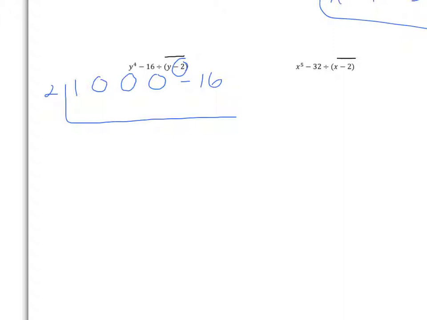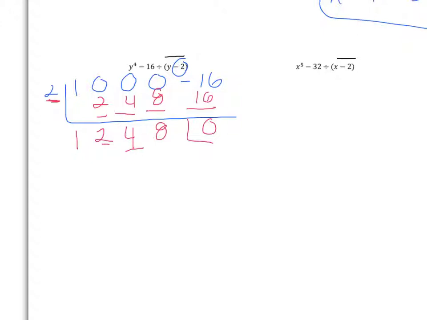So, bring our 1 down. To get this entry here, 1 times 2 is 2, so you put that in. Add these up. 2 plus 0 is 2, we put that there. To get this entry here, we multiply this 2 and this 2 to get our 4. Add them up, 4. To get this entry here, we're multiplying the 4 times our 2 up here. That's 8. Add them up, 8. And then finally, to get our entry here, 8 times 2 is 16. Add these up, we get 0. So, we have a remainder of 0, which says that y to the fourth minus 16 is divisible by y minus 2, and what we end up getting is this.